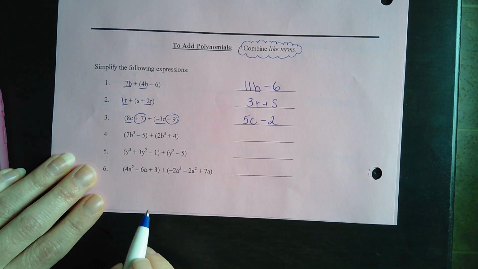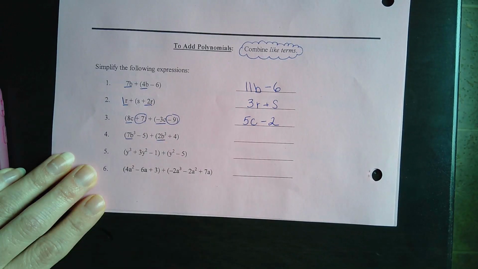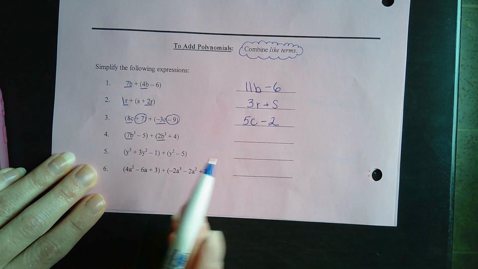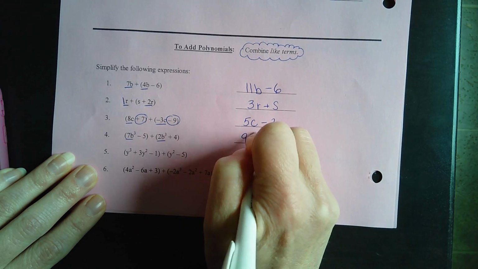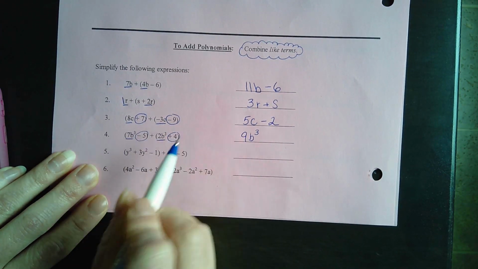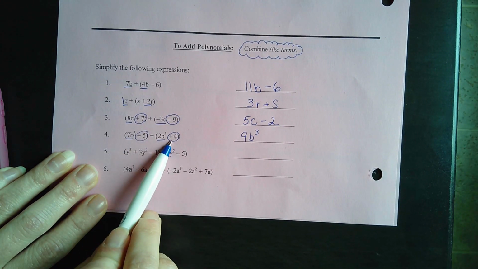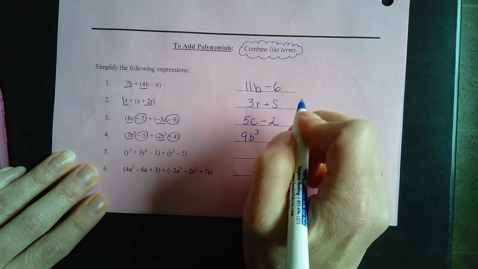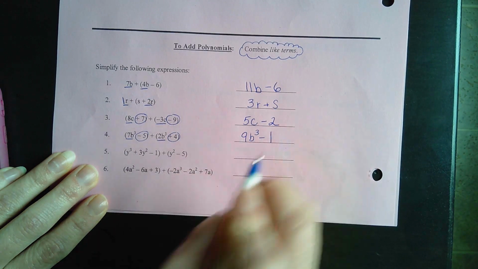Question 4. I see 2 terms with b to the third. Those can be combined. 7 plus 2 is 9 b to the third. And here's some more like terms. Negative 5 plus 4 is negative 1, minus 1.